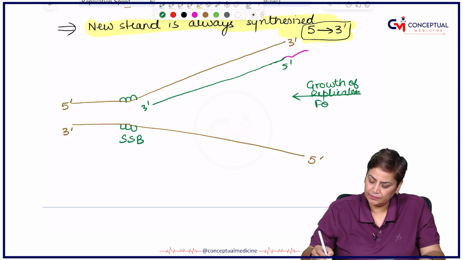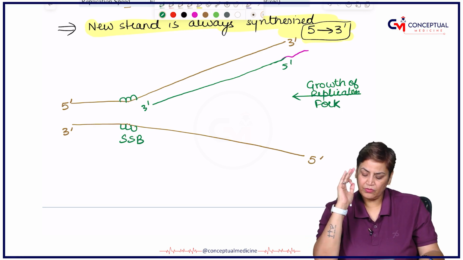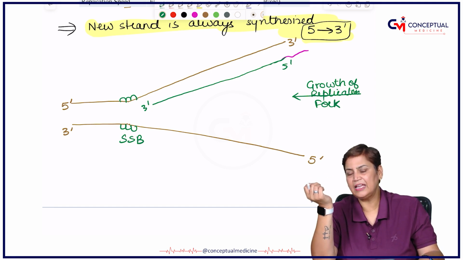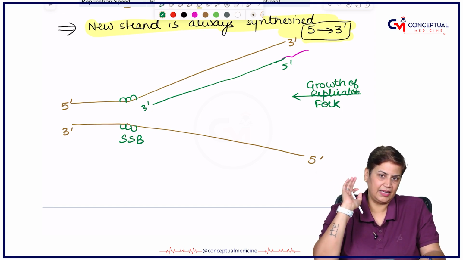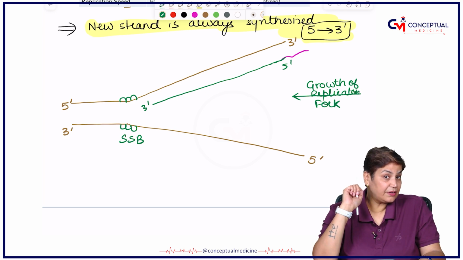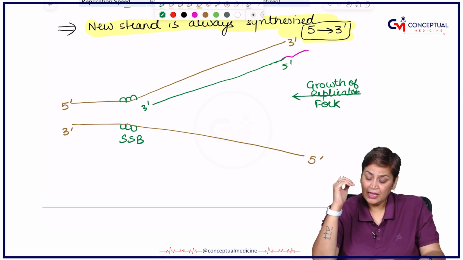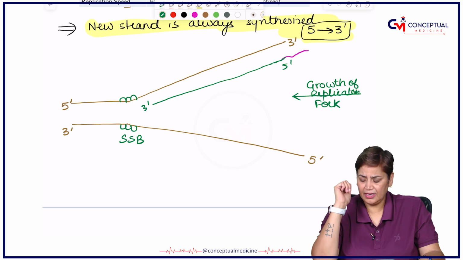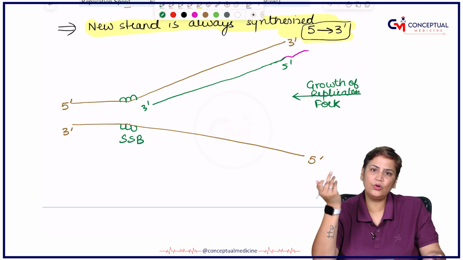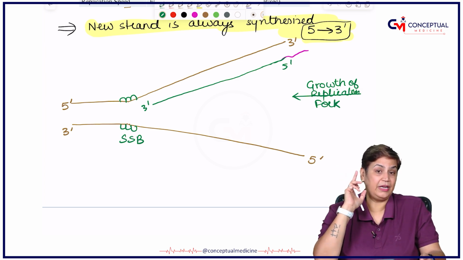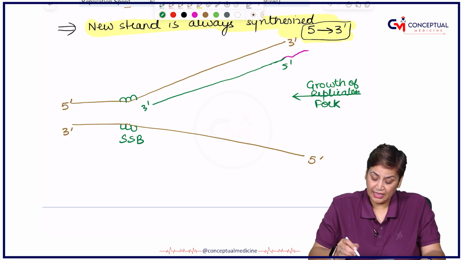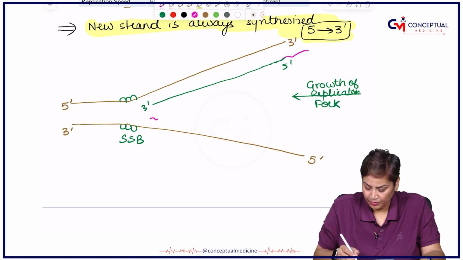Replication fork, right? So one strand can be easily synthesized just to maintain the complementarity and the anti-parallel nature of DNA. Now the question is, firstly, DNA replication is semi-conservative. Secondly, when the other strand has to be made, it has to move opposite to the growth of the replication fork, because it has to maintain the anti-parallel nature, which is very, very important. So just to maintain the anti-parallel nature, it is going to require so many primers.